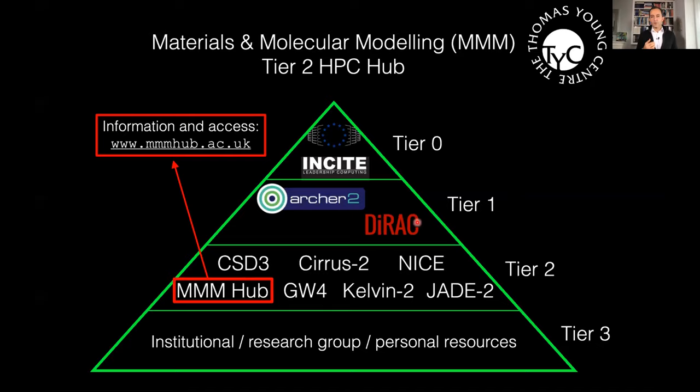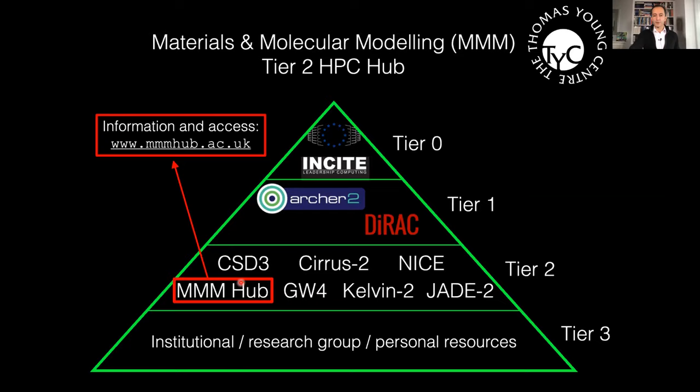The TYC also leads a Tier 2 High Performance Computing Center called the Materials and Molecular Modeling Hub. This is a Tier 2 facility. So Tier 2 means it's a resource that's at a scale that sits just below what would be considered a major national facility, which is what a Tier 1 facility would be, and above a Tier 3 facility, which is what typically an institution or research group might have internally.